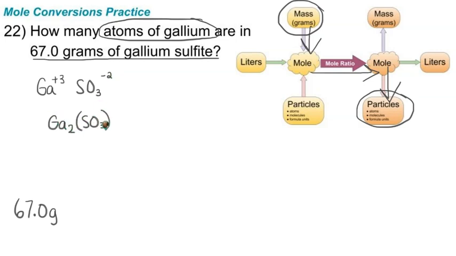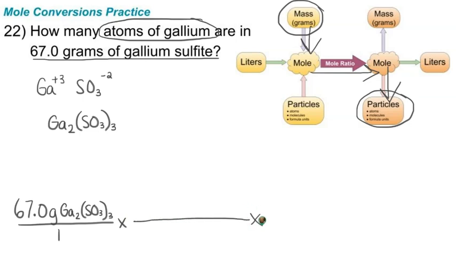Ga2(SO3)3. I like to put this over 1. And then I know I'm going to need 3 conversion factors. And I know I'm going to run out of room here. So I might actually have to put my answer up above a little bit. So when we write our answer, we'll just write it up here.